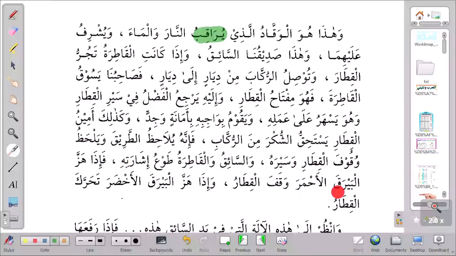That's what he's saying. Fa'iza hazza al-bayraq al-ahmar, and if he should wave or move the red flag, waqafa al-qitar, the train stops. The driver stops it. Wa iza hazza al-bayraq al-akhdar, and if he should shake the green flag. Bayraq means flag, the same as alam. Alam also means flag. So if he should shake the green flag, taharraka al-qitar, the train moves. The driver moves the train.